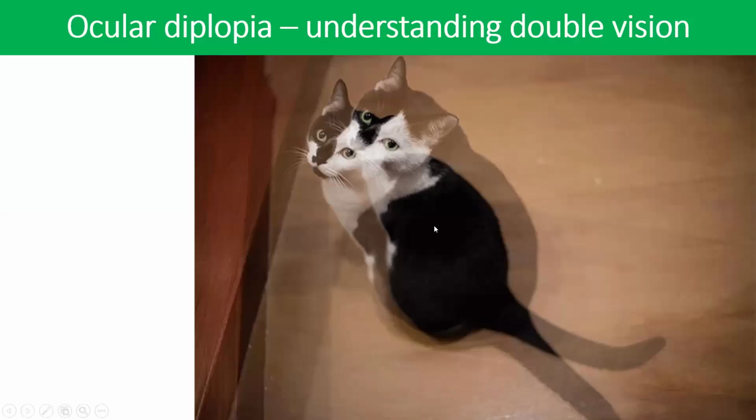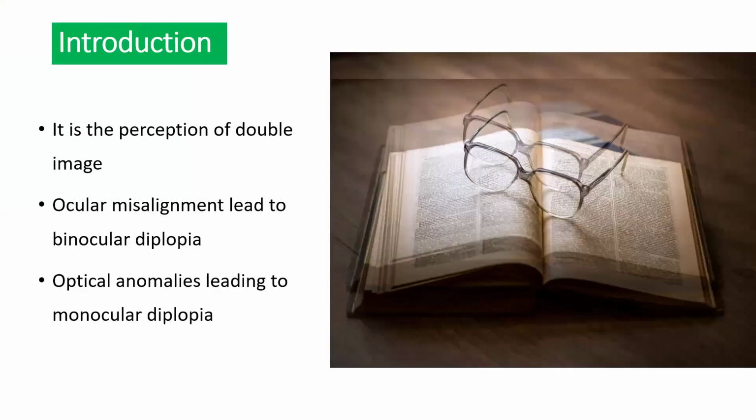Okay, so let's start. This is the presentation where the topic is ocular diplopia, understanding double vision. Introduction. Simply, diplopia is a visual disturbance characterized by the perception of double images. Here it is the separation of images vertically, horizontally, or obliquely, and it can be described as monocular and binocular diplopia as well.